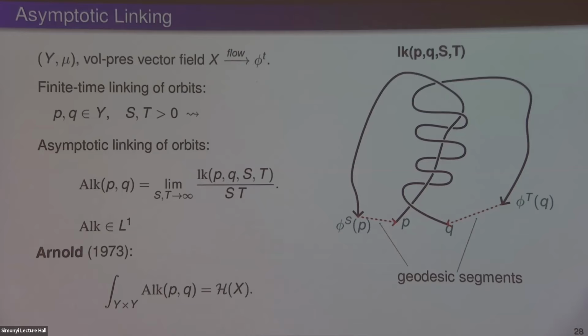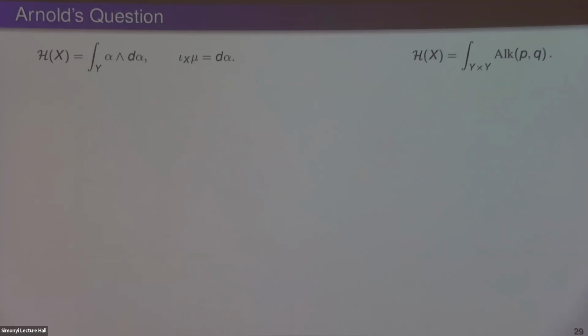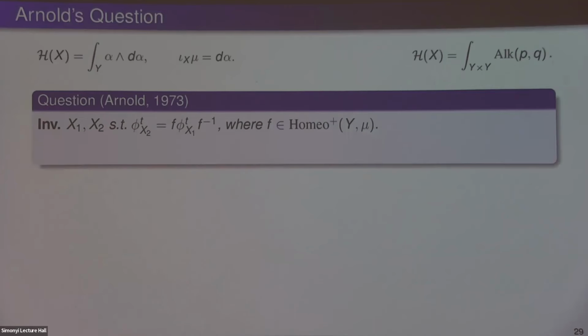So this beautiful description is what Arnold discovered. We can think of helicity as an average linking number, the average asymptotic linking number between pairs of orbits of our vector field. Having derived this formula, we get to Arnold's question now. Let's just keep in mind we have two formulas for helicity, one in terms of differential forms and the second one in terms of asymptotic linking numbers. And here is Arnold's question. It has two parts.